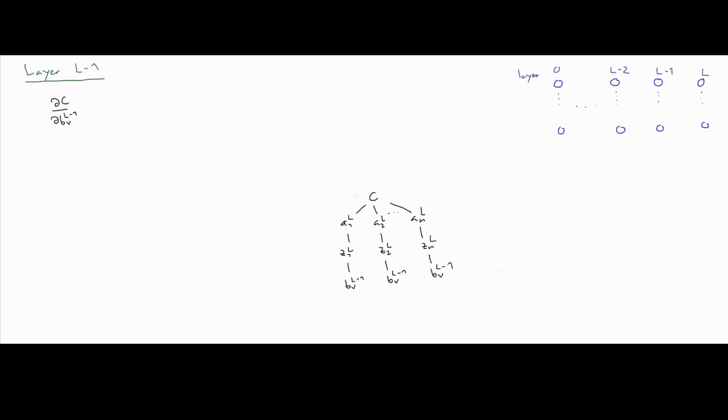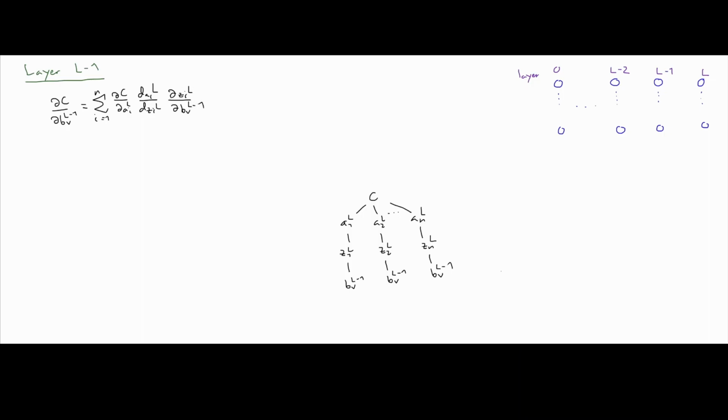So following our tree diagram as an aid, we get that the partial derivative of C with respect to b_v^(L-1) is equal to the sum as i goes from 1 to n, as we're adding across all the n branches of this tree diagram, of the partial derivative of C with respect to an output neuron activation, multiplied by the derivative of this activation, multiplied by the partial derivative of the weighted input at neuron i with respect to the bias term of neuron v in layer L-1.